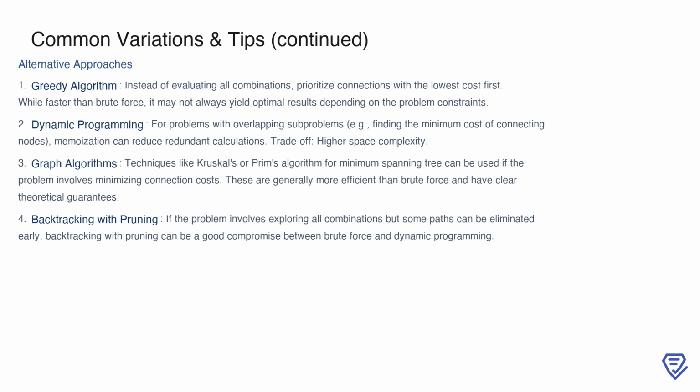Graph algorithms like Kruskal's or Prim's algorithm for finding a minimum spanning tree are also highly relevant. These methods are generally more efficient than brute force and come with clear theoretical guarantees, making them a reliable choice for problems involving minimizing connection costs. Additionally, backtracking with pruning can be a good middle ground. This approach allows you to explore all combinations while eliminating paths that can't lead to optimal solutions early in the process. Each of these methods has its own trade-offs, so understanding which is best suited for the given constraints is key.